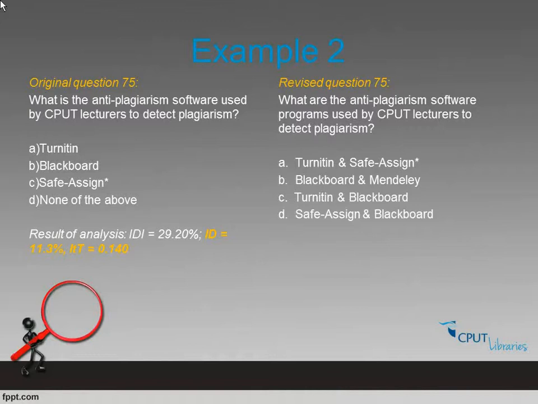So then we revised it and said, what are the anti-plagiarism software programs used by CPUT lecturers? Because we want them to know that CPUT lecturers use anti-plagiarism software, because this is part of the things that we teach them. And so we grouped it together like that, so Turnitin and SafeAssign, or Blackboard and Mendeley, or whatever, so that they understand what it is and just know. So again, I'm going to see what the result was on that. So this is nice, because you start building this history of this question, and how you changed it, and how the behavior of the students changed, and how they answered it, and so on. So this was just two examples, which we wouldn't have known either if it wasn't for item analysis. But I mean, you saw there was way more to go through.